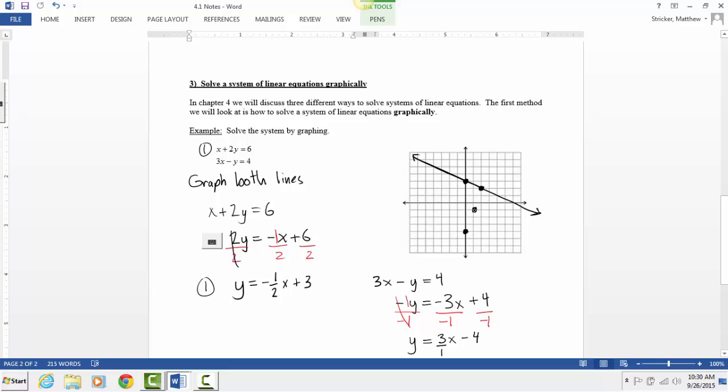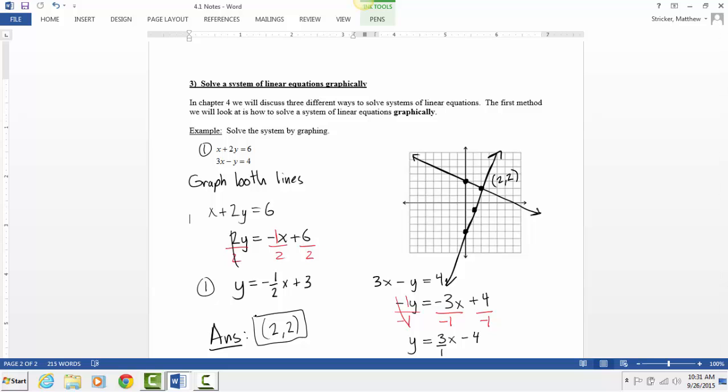Of course, from there, if you rise 3 and run 1 again, you get to that point on the first line that they have in common. So we can see here that those two lines will intersect right here. That's the point (2, 2). And that's our answer. In this case, our solution to the system is the point (2, 2). It's the one point where both lines have the same solution.